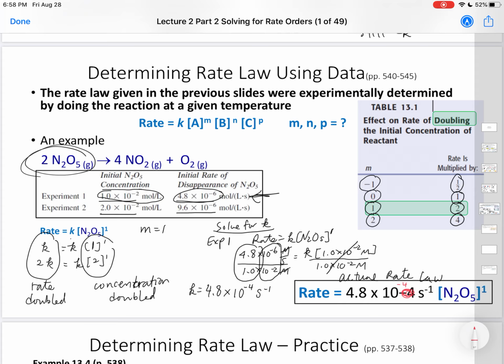I'm going to actually stop this video here because I think it's long enough, and continue in the next one on how to solve for orders with more complicated chemical reactions. So this is just a general introduction to rate orders. I'm going to finish how to solve for rate orders in the next video.